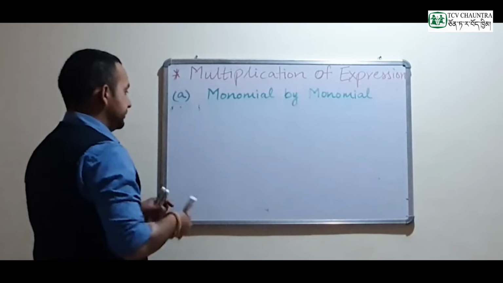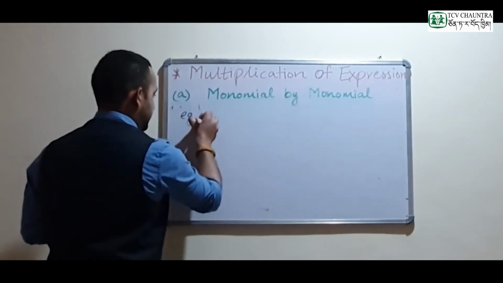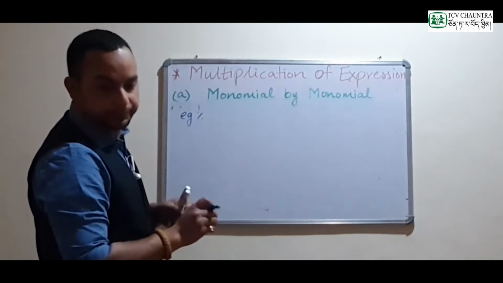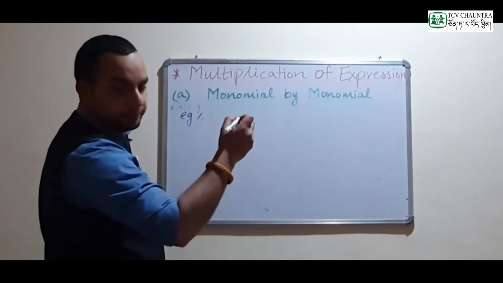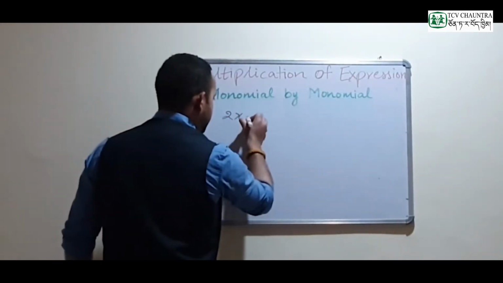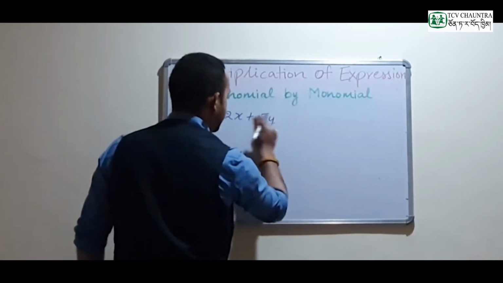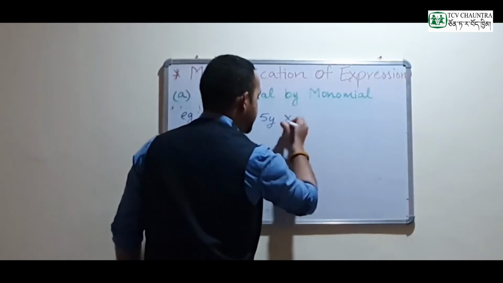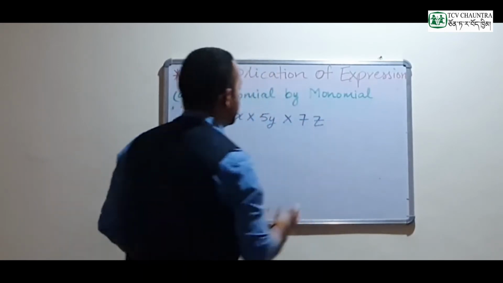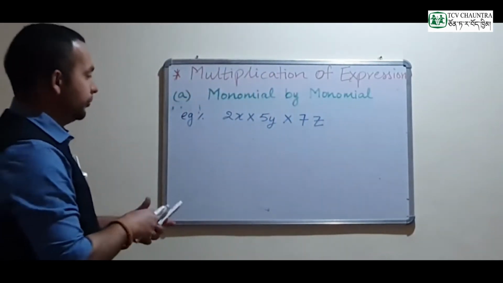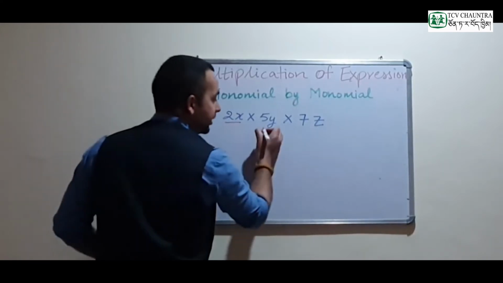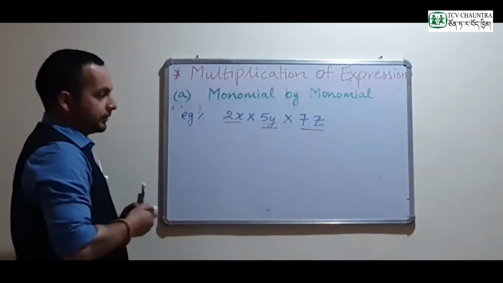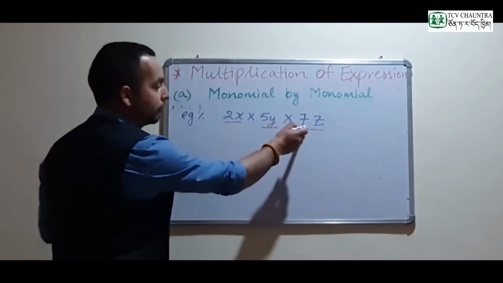Again I'll give you one example. Last example of monomial by monomial. Okay, now for example 2x multiply 5y multiply 7z. Now multiplication of monomial by monomial. 2x is one term, 5y is another term, 7z is another term, right? This is a monomial, right?